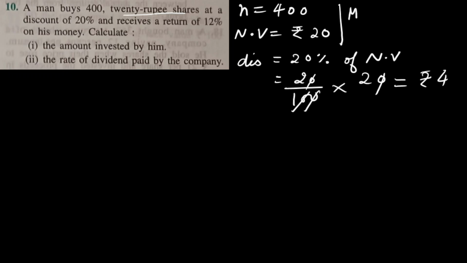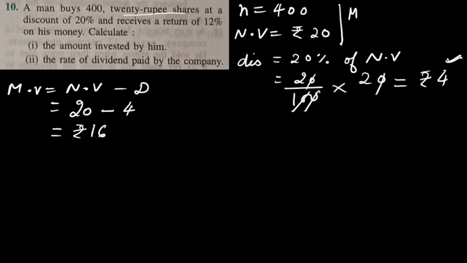Market value we can find. Here I write market value: when discount is there, it is nominal value minus discount. Not this percent, but this rupees one which we have calculated. Nominal value is 20 rupees minus discount. How much discount did we find? 4 rupees. So 20 minus 4 is equal to 16. Right?